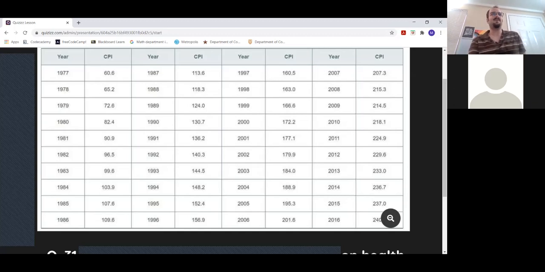This table's a little bit weird, right? It's like they have a table here and then it wraps back around. Sometimes it looks like, I don't know. You've got to kind of separate it with your eyes right here. Make sure you look to the right to get your CPI.